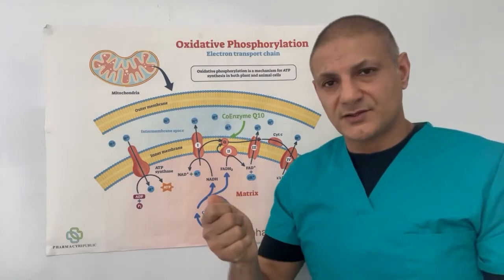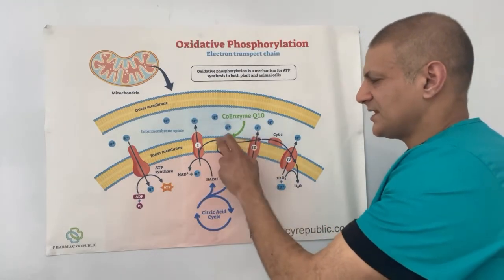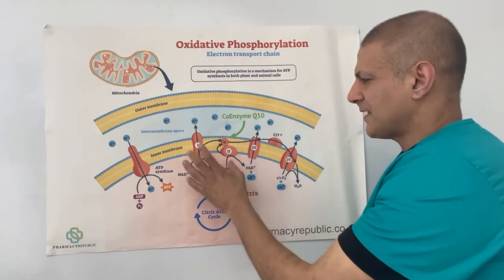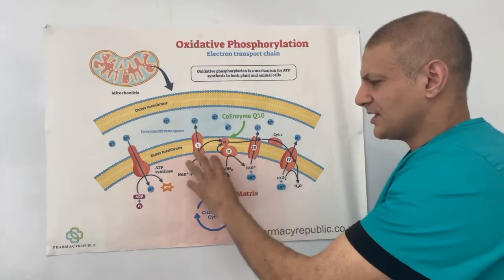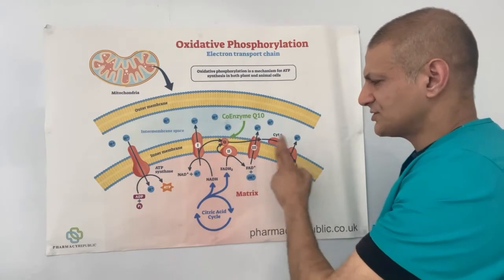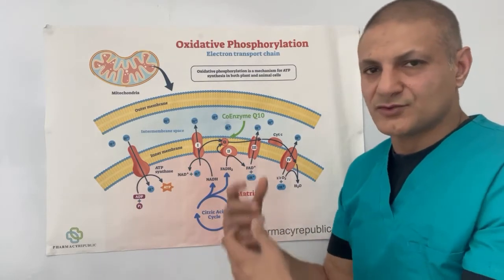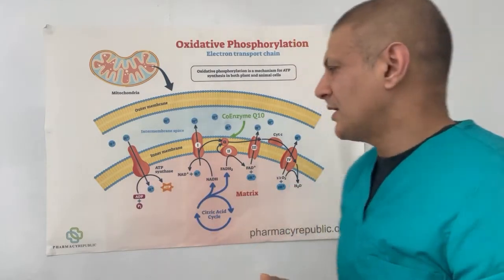We'll go into further details in a bit, but for now, just appreciate that coenzyme Q10 is transporting our electrons in this chain. If it wasn't there, the electrons would not be able to complete their journey across the chain, and it would form free radicals and destroy our cells. But that's for another video.